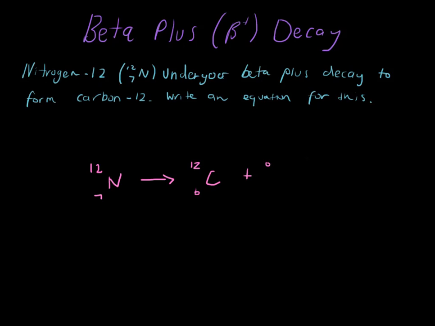And again, this last bit of the equation, there's nothing that you need to do on that except for writing it down. So nitrogen 12 undergoes Beta Plus Decay. Our nitrogen 12 decays into carbon 12, and we have a positron and a neutrino left over.